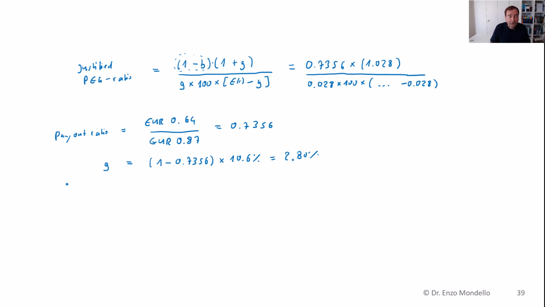Then next we have to calculate the expected return. The expected return can be calculated using the capital asset pricing model. So we take the long-term risk-free rate, which is the yield to maturity of the 30-year bond of the Federal Republic of Germany, so that's 1.1%, plus the expected market risk premium for Germany, so that's 7%, and we multiply that by the adjusted beta, the beta adjusted for mean reversion.